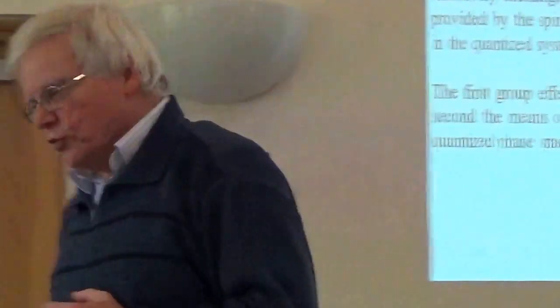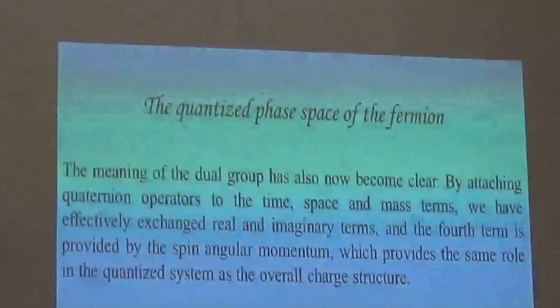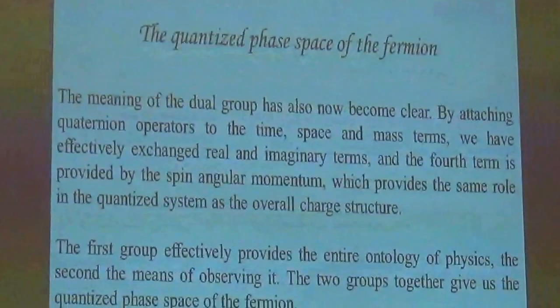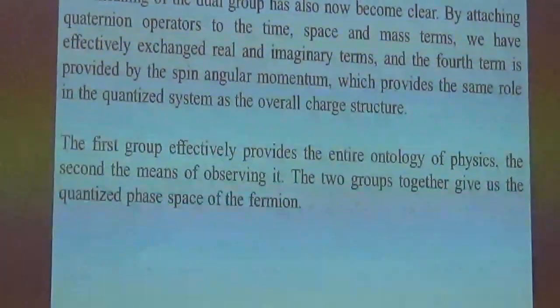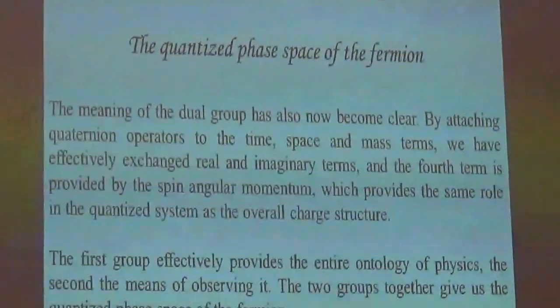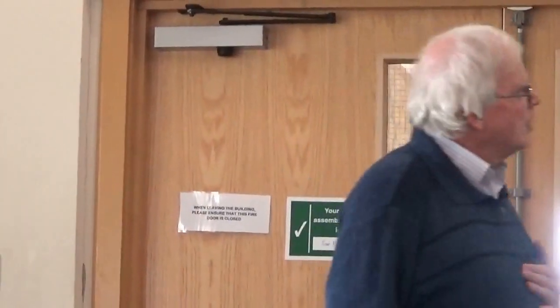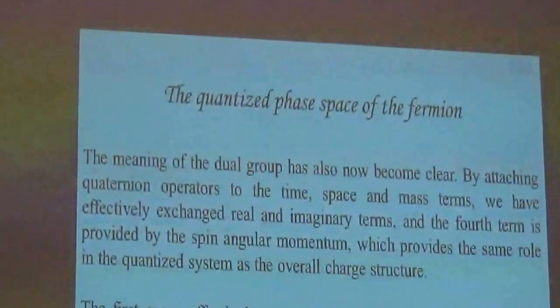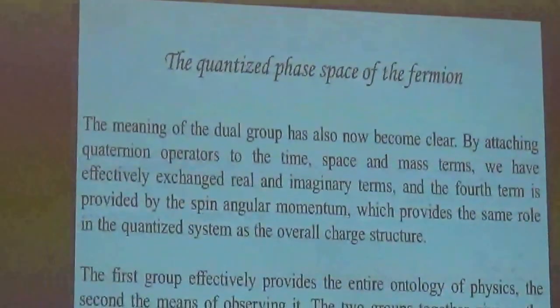So the meaning of the dual group also becomes clear. We didn't know what that meant when we created it. What we've done is attach quaternion operators to sign space and mass terms, so we've effectively changed real and imaginary terms. If you stick a quaternion operator in front, the total object becomes a thing with changed nature: imaginary becomes real, real becomes imaginary. That's what we do with the dual group. And the fourth term is provided by the spin angular momentum, which provides the same structure's overall charge.